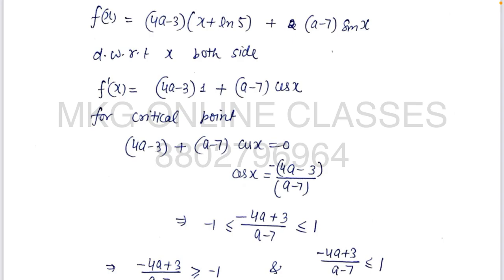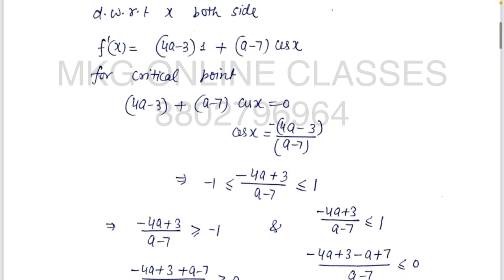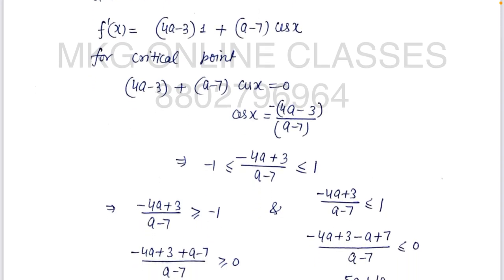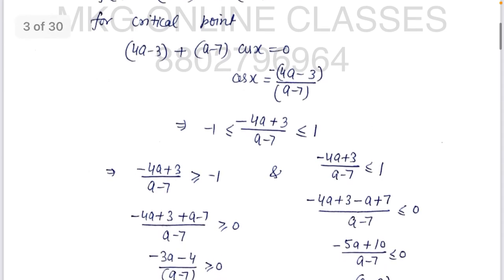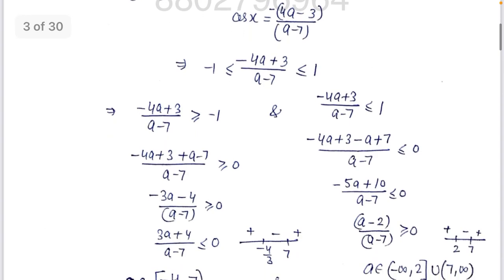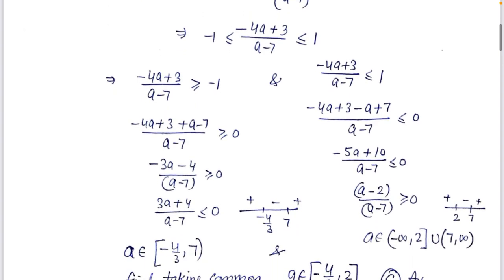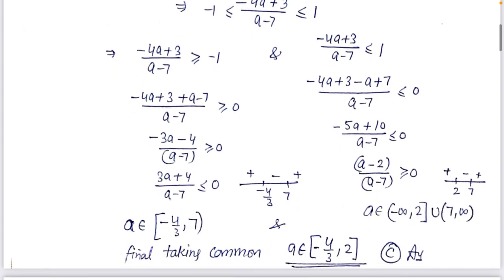minus 1 to 1. So we are having two inequalities basically. See, this is basic mathematics actually. So (minus 4a plus 3) upon (a minus 7) is greater than or equal to minus 1, and (minus 4a plus 3) upon (a minus 7) is less than or equal to 1. Solving these two inequalities, I think it's very easy for everyone. From the first inequality I will be getting a belongs from minus 4 by 3 to 7. And from the second inequality I will be getting a belongs to minus infinity to 2 union 7 to infinity.